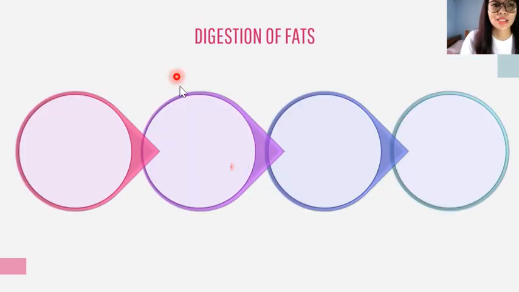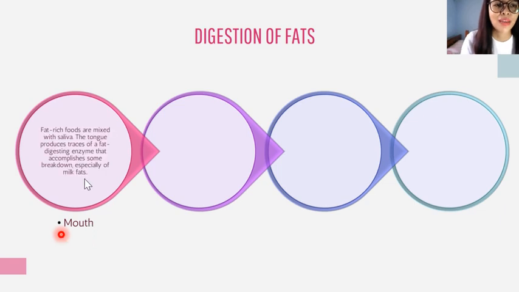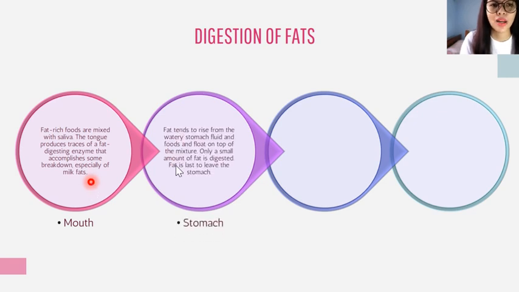As for the fats, this is what will happen to your fats. In the mouth, fat-rich foods are mixed with saliva. The tongue produces traces of a fat-digesting enzyme that accomplishes some breakdown, especially of milk fats. And then in your stomach, fat tends to rise from the watery stomach fluid and foods and float on top of the mixture, because it's lighter than water, your fat. Only a small amount of the fat is digested. Fat is also the last to leave your stomach.